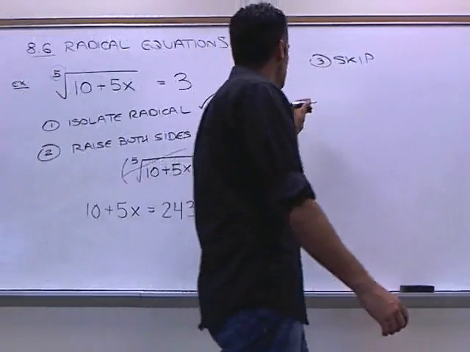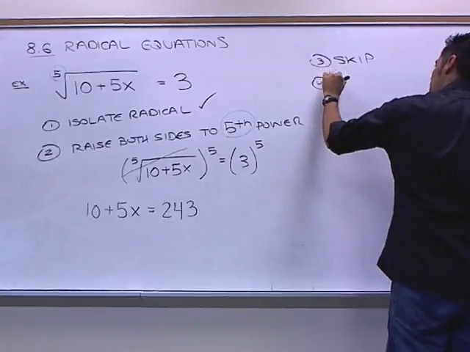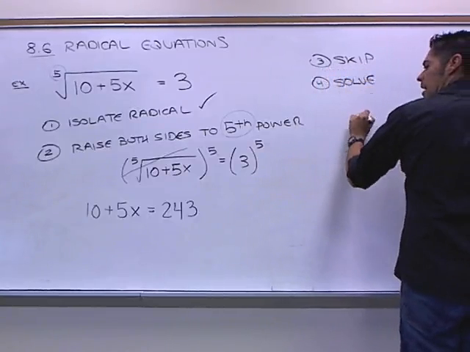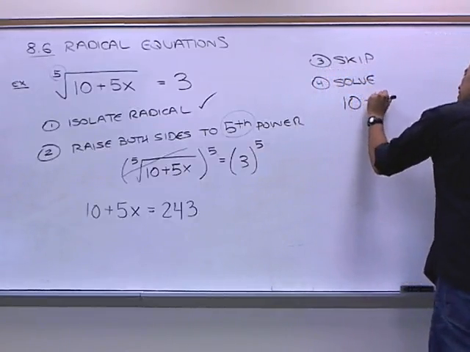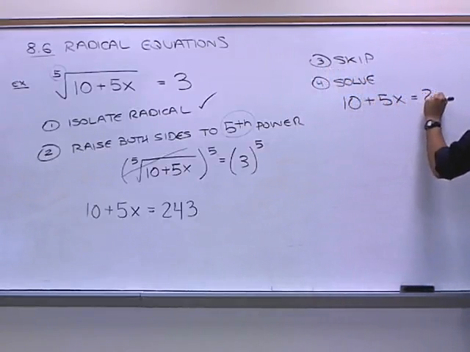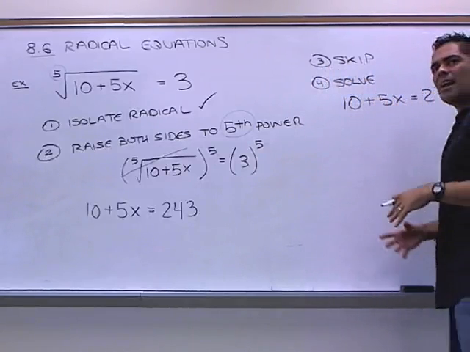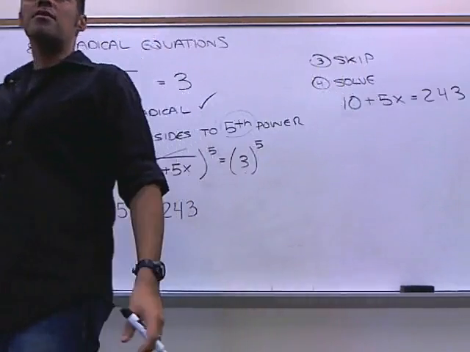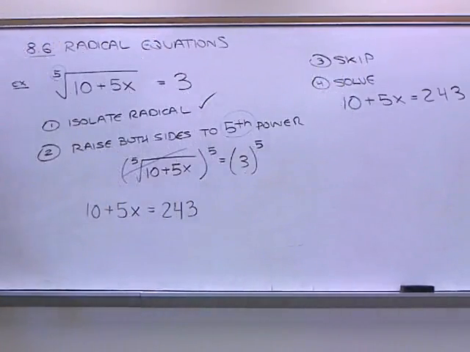So that led us on to the fourth step, which was the solving step. And for this equation, 10 plus 5x equals 243, that's a nice linear equation. All we have to do is get x by itself, and we're in business. So let's do it.